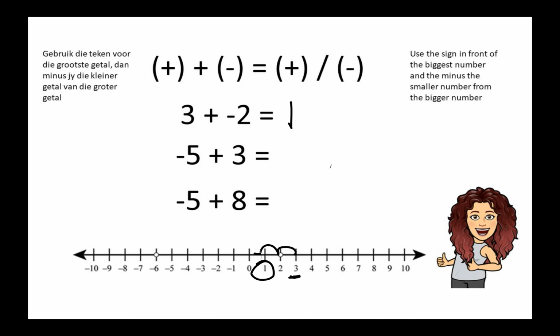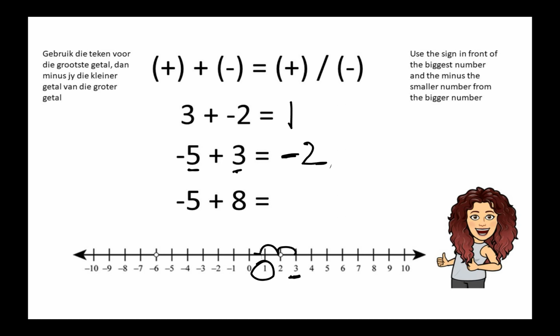-5 plus 3. I ask myself, what is bigger, 5 or 3? Ignore the sign for now. 5 is the bigger number, and in front of the 5 is a negative symbol. So my answer will be negative. I will use the negative sign. Then I'm simply just going to say 5 minus 3, and my answer will be -2.